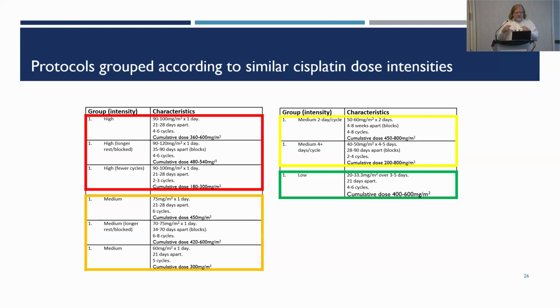But the way we've described these in terms of intensity is if you get the dose, let's say 90 to 100 milligrams per meter squared over one day, that's high intensity. If you get 20 to 30 milligrams per meter squared over 3 to 5 days, that's low intensity. Same amount of cisplatin cumulatively, same dose, but one is day one and one is over 5 days. Very different. And then you have intermediate intensity in between those two extremes.